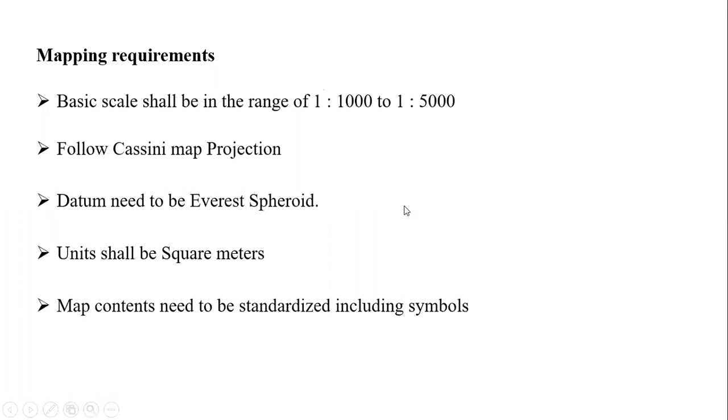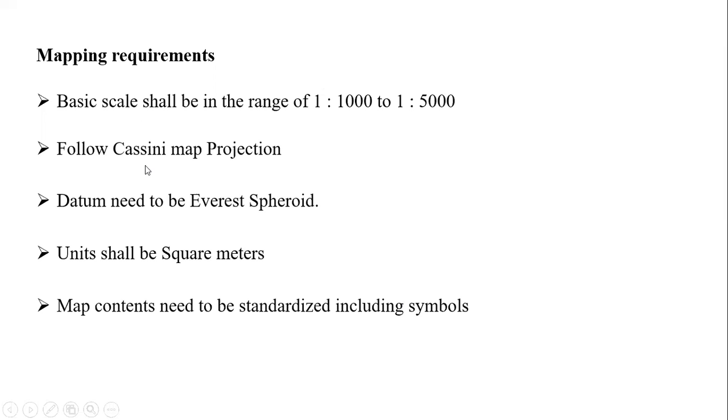Next, what are the things we should require, sir? Mostly the scale range should be around 1:1000 to 1:5000. This is the scale range. And follow the Gaussian map projection. Map projections means the map which you see naturally. There are different projections, and Gaussian map projection is one type of projection.